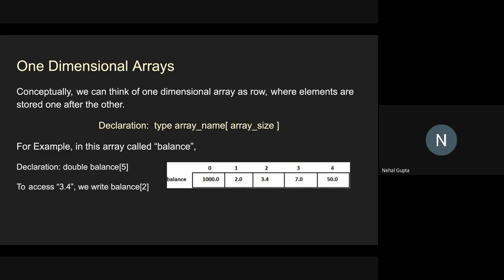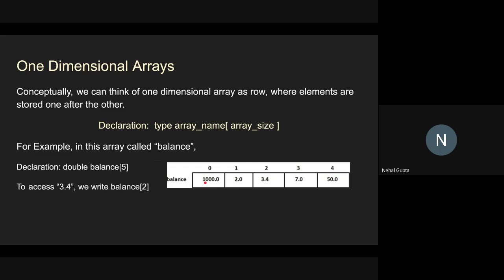Okay, so first of all, the array name is balance. We can put the array name as anything. It can be ARR, it can be my name, your name. But usually we put the array name as something which is related to the contents of the array. So suppose we have stored a collection of data representing some kind of a balance. So we name the array as balance.